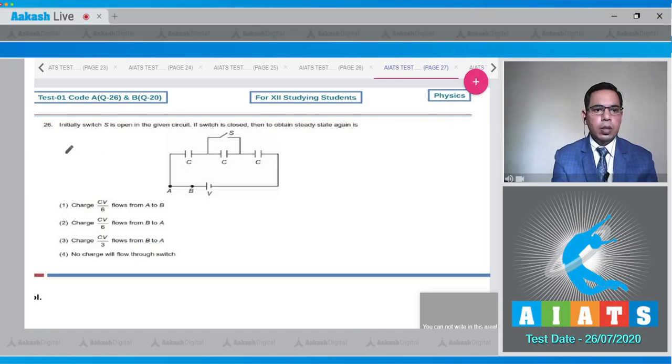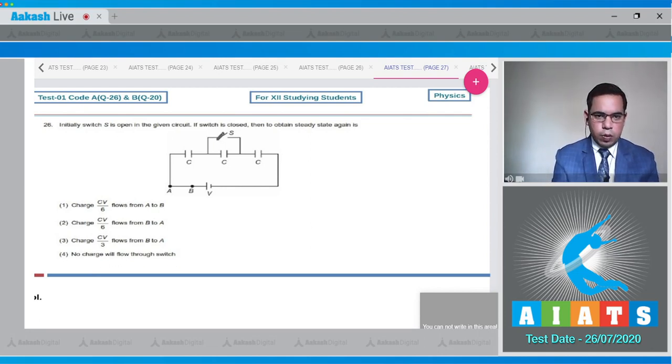Question number 26. Initially switch S is open in the given circuit. If the switch is closed, then to obtain steady state, again charge CV by 6 flows from A to B, charge CV by 3 flows from B to A. No charge will flow through the switch.